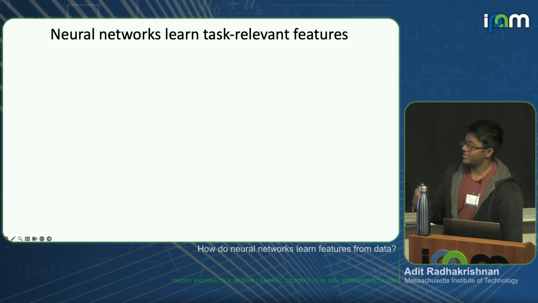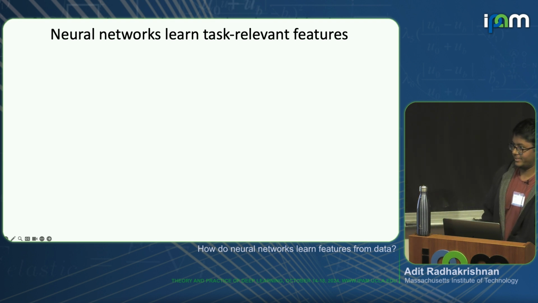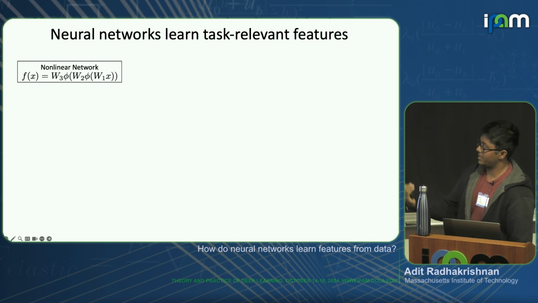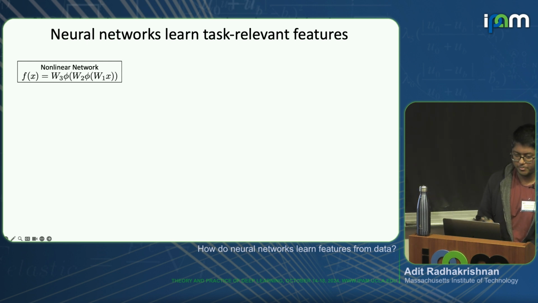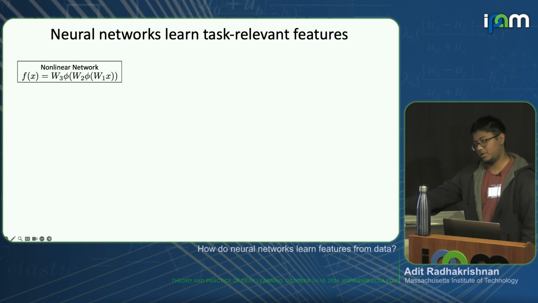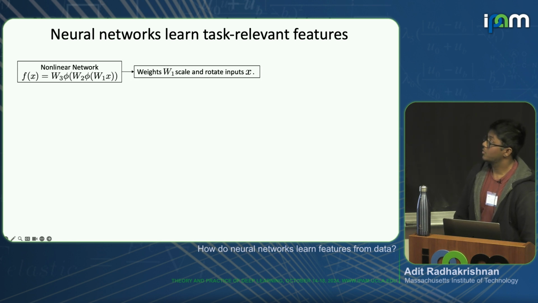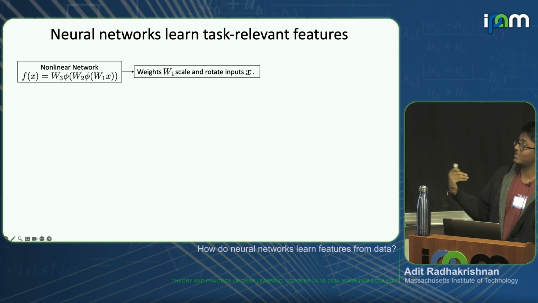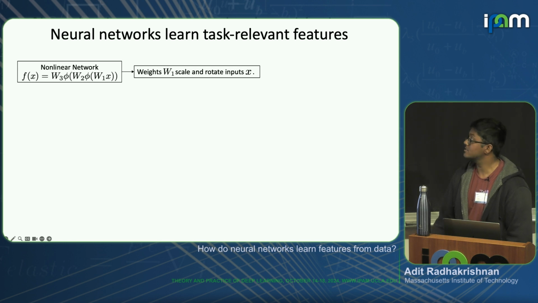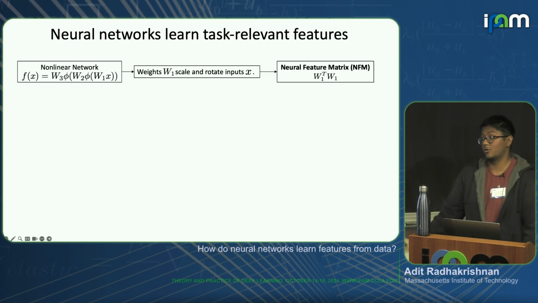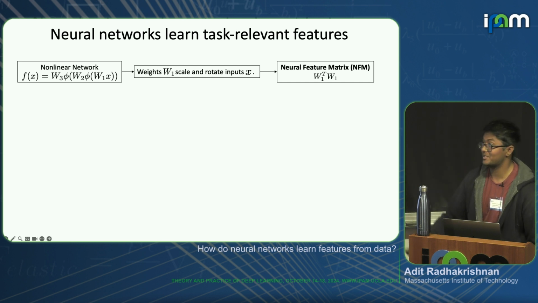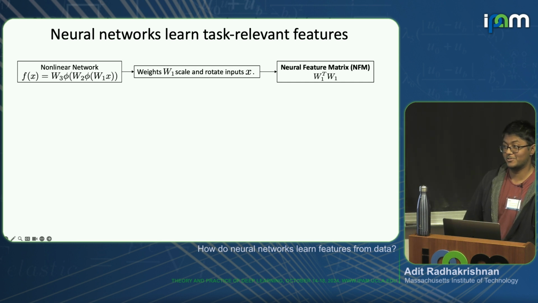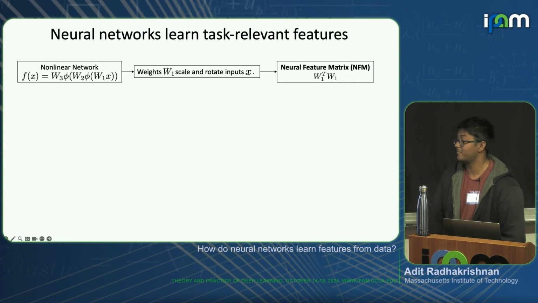So my claim is that neural networks are actually learning these task-relevant features. How are they doing this? Well, let's take a look at our nonlinear network. We have 3 weight matrices, but importantly, this W1, the first layer, as an example, is just directly multiplying x. So we can see that W1 is just scaling, rotating, or reflecting x, and we can just study its uncentered covariance matrix. Because I don't want to keep saying uncentered covariance matrix, I'm going to call it an NFM, a neural feature matrix. This is just W1 transpose W1.